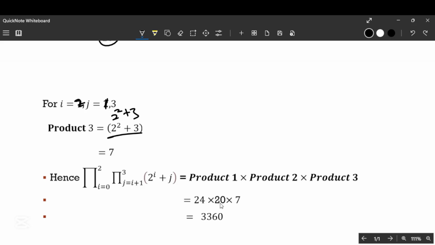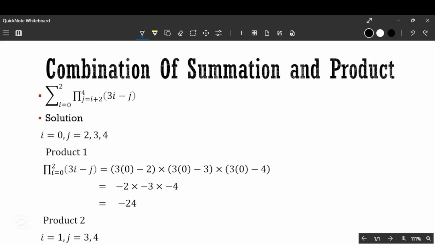Okay. Another example of this form is a combination of a product and a summation. In this case, we are combining a summation and a product together in a relation. So for i equals 0, we are going to have j to be 0 plus 2, which is 2, but j ends at 4. So 3 and 4. So when i equals 0, j is equal to 2, 3, 4.